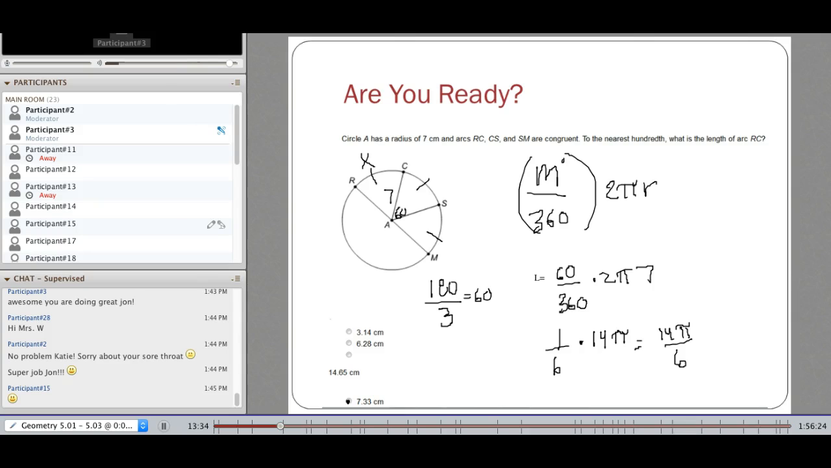Okay, so first he had to find that central angle. He knew this was a semicircle, and all of these angles are congruent to each other because the arcs are. So all of these angles are 60 degrees. So that's how he found the M value, which is the central angle. And then he just substituted that into the formula, and he substituted 7 in for radius. And he simplified the formula a little bit and got 7.33 centimeters.